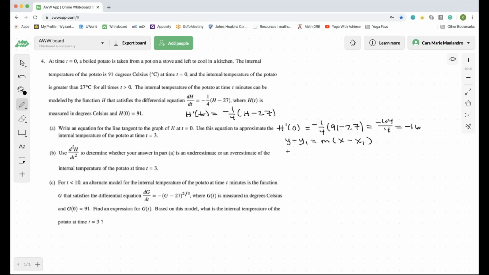All right, and so remember, y minus 91 is equal to -16, and then x minus 0. All right, so y minus 91 is equal to -16x, and if I wanted to simplify, I can.